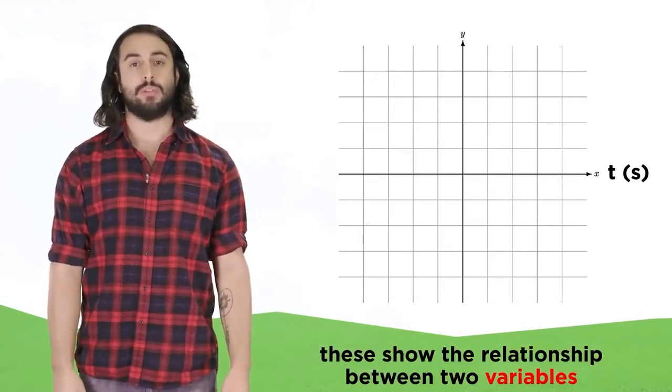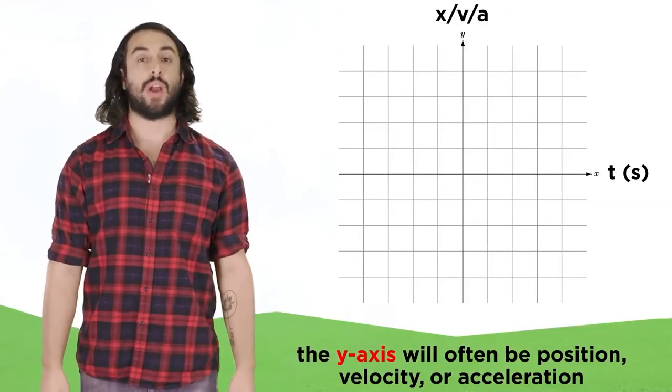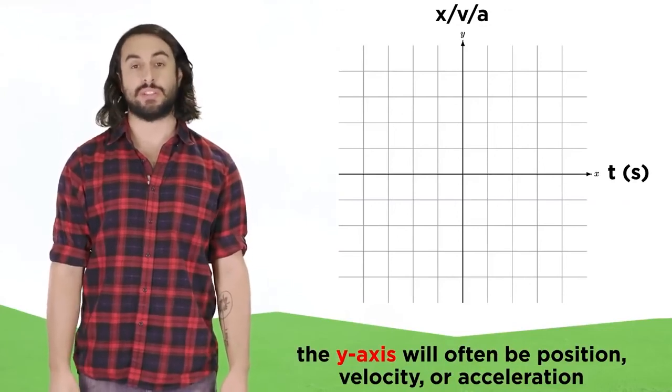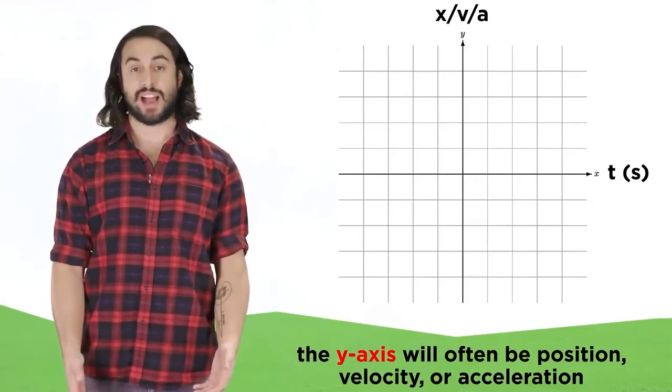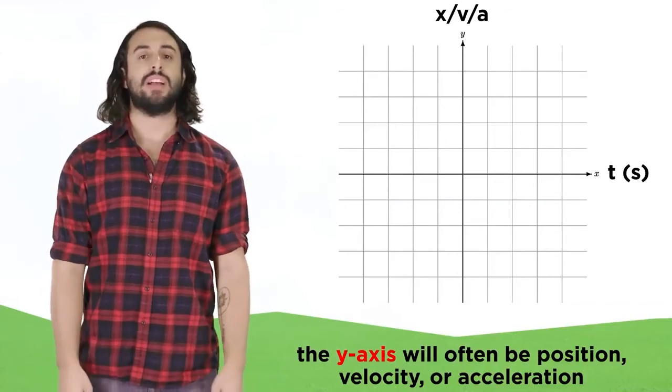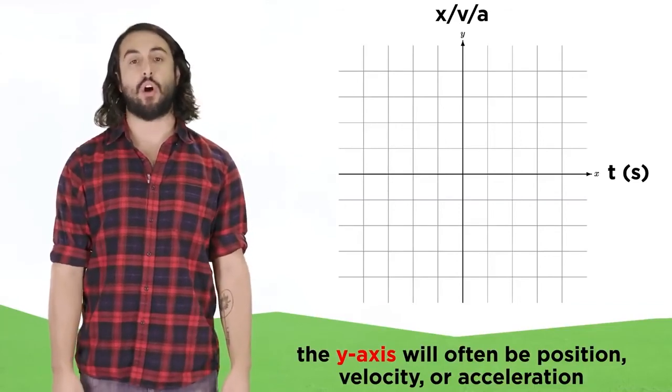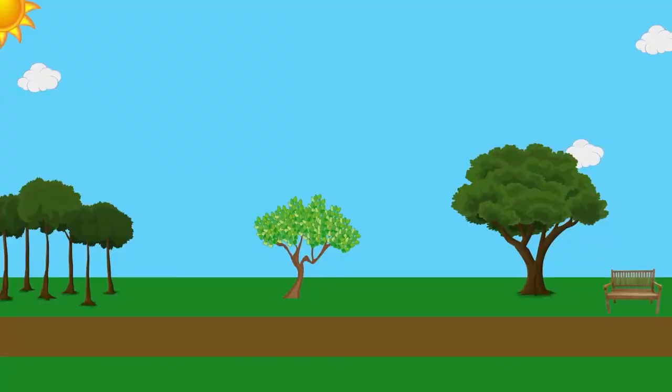On the y-axis, we will put some other variable, and right now we want to learn what happens when this variable is position, velocity, or acceleration. Let's go through an example and generate all three of these graphs.